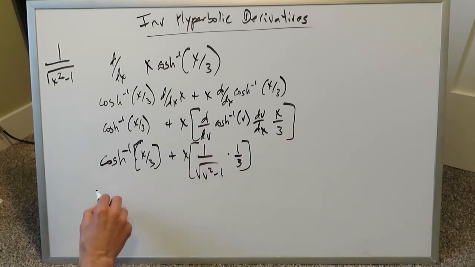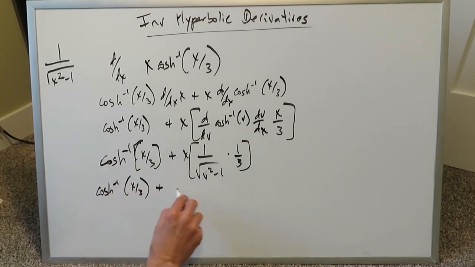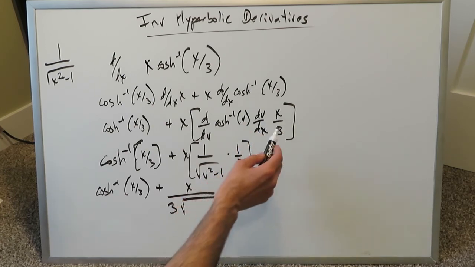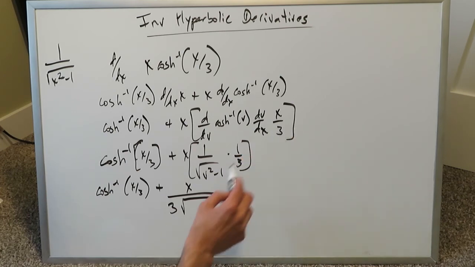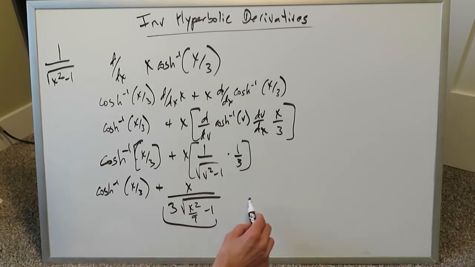Let's combine things. You have inverse hyperbolic cosine x over 3 plus x here in the numerator, you have 3 here in the denominator, and v can be resubstituted for x. v squared is x over 3 squared, which is x squared over 9 minus 1. You could simplify all of this, and I will. Let's focus only on this part right here, and then we'll work it out, then we'll simplify this expression.